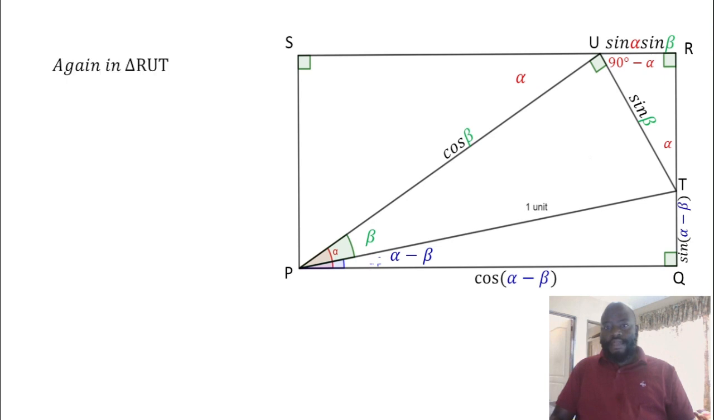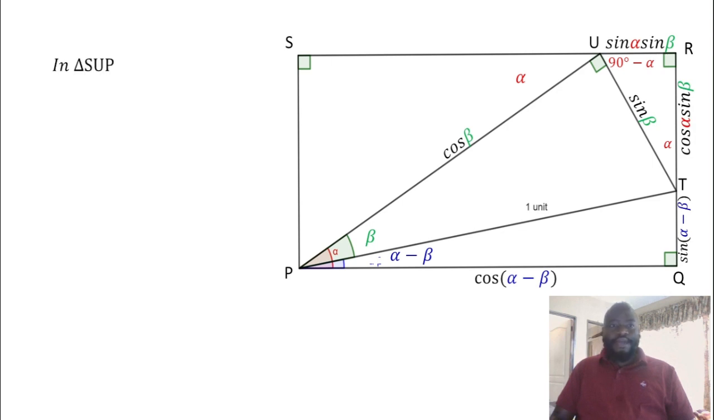Then again, in that same rectangle, triangle RUT, we say cos of alpha is going to be given by RT over UT. Again, UT we know is sine beta. We substitute it in, multiply both sides by sine beta, we get RT equals cos alpha sine beta. Then we put that in over there as well.